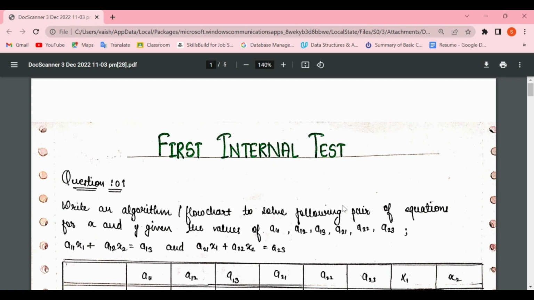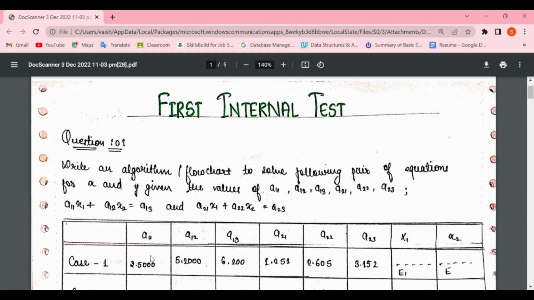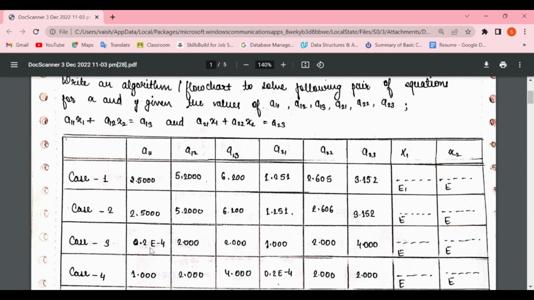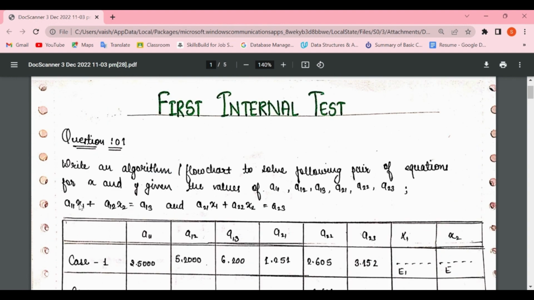Hello everyone. Now we are starting with the first internal test. We are going to discuss question number 1, in which we have given 4 cases, and the question is: write an algorithm and flowchart to solve the following pair of equations for x and y.